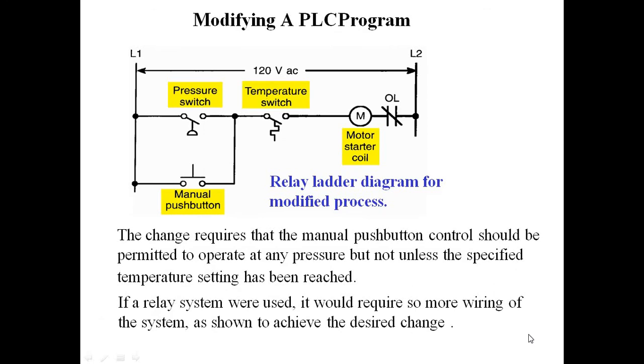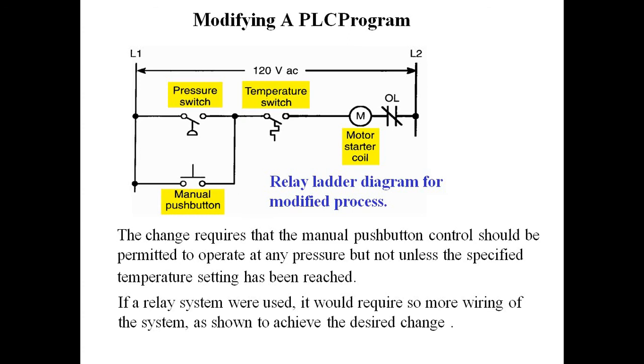Modifying a PLC program. So here L1, L2 are positive and negative neutral, and then the pressure switch, temperature switch and manual push button. Here the motor starter coil relay ladder diagram for the modified process. The change requires that the manual push button control should be permitted to operate at any pressure but not unless a specified temperature setting has been reached.